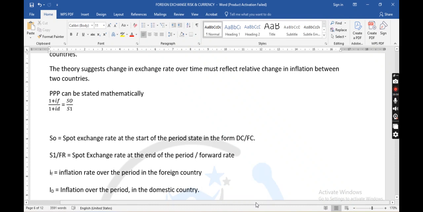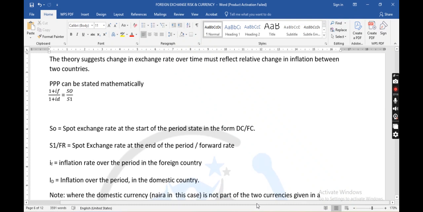when the Nigerian company is not there, right? In the spot rate, we'll get there. We are there now already, right? ID is the inflation of the domestic country, then IF is the inflation of the foreign country, right?